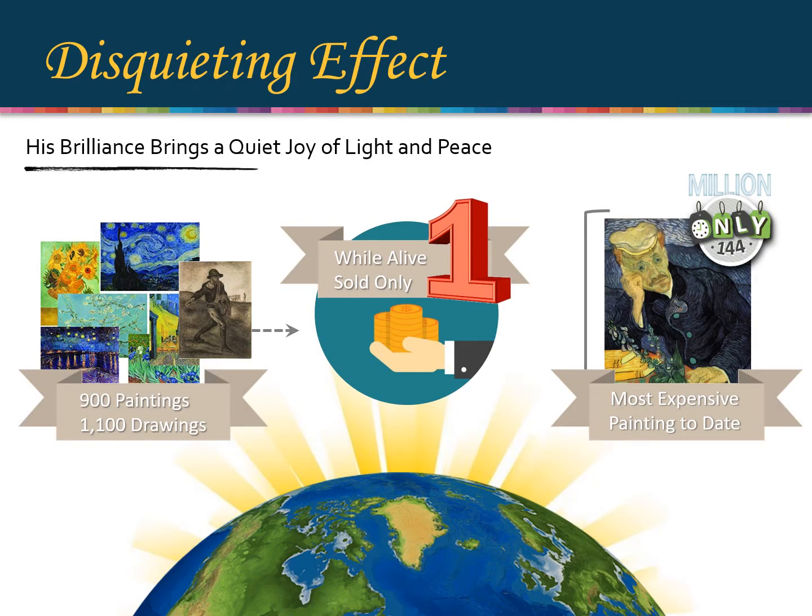So the last thing that we'll touch upon about the artist is how his disquieting technique affected the world. The fact that when people view his art, they have a quiet joy of light and peace about it, even though he was struggling himself. And we go into some facts here: he painted over 900 paintings and over 1,000 drawings, but sadly in his lifetime he only sold one. And the most expensive painting to date was this painting of his psychiatrist that sold for a mere $144 million.